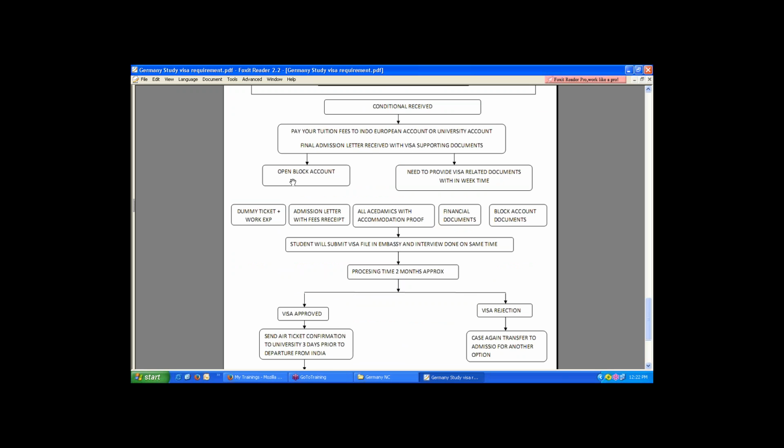And he will have to present his visa related documents within a week's time. Important documents are dummy ticket and work experience, admission letter with fees receipt from university, all academics with accommodation proof, financial documents, block account related documents, English proficiency language certificate. One year travel health insurance is also required for Germany. Now the student will have to submit this visa file in the embassy personally, and on the same day the embassy will take an interview.